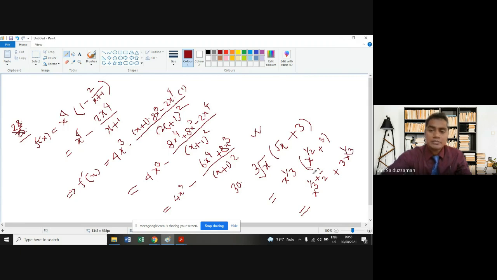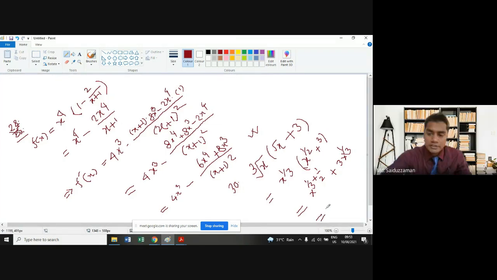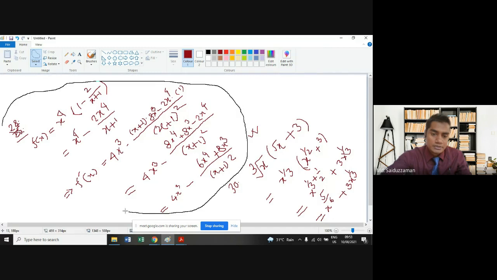Clear? Just multiplying these two. Okay. So 1/3 plus half, what does it mean? It means 5 by 6. x to the power 5 by 6 plus 3x to the power 1/3. So it is my initial simplification. Now what I'll do? I'll use the differentiation part.